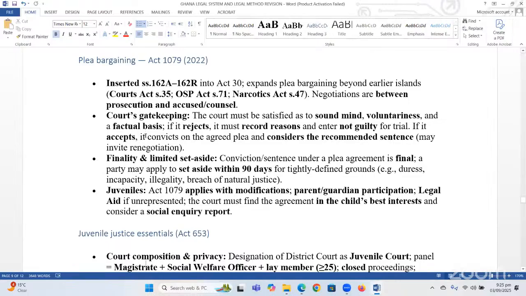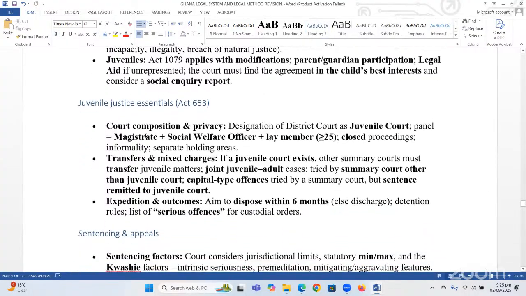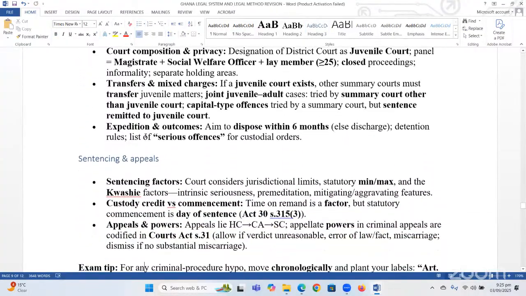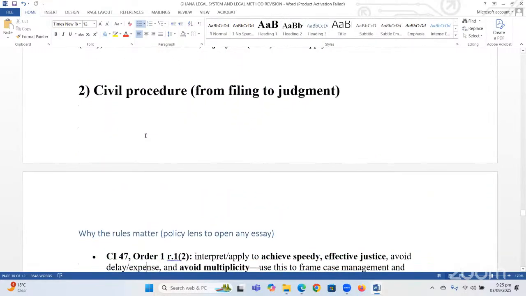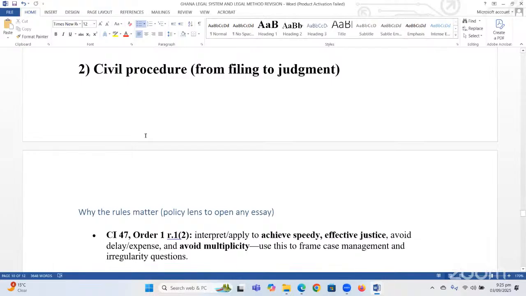Okay, so I think that's enough for criminal procedure. You can read more about this in my book. Now, let's say a few words about civil procedure before we go.